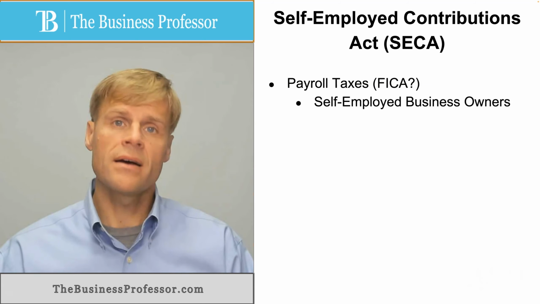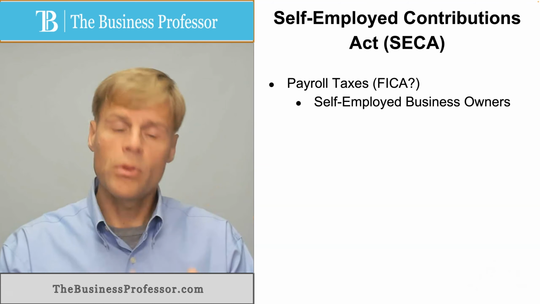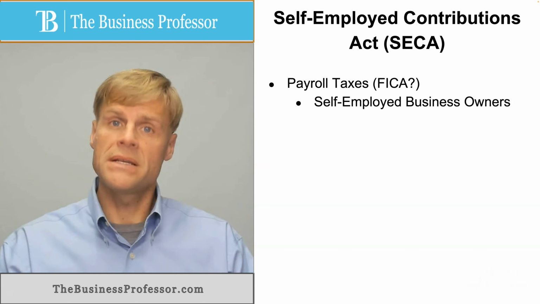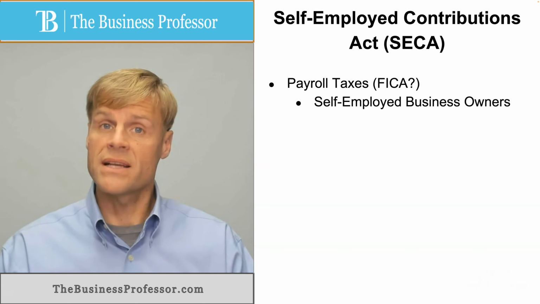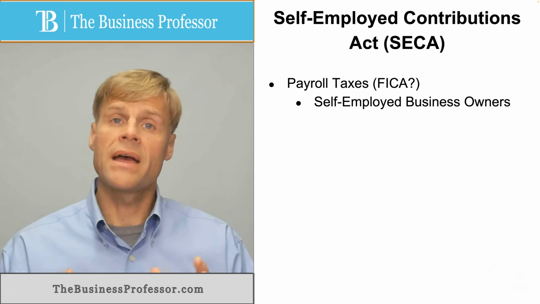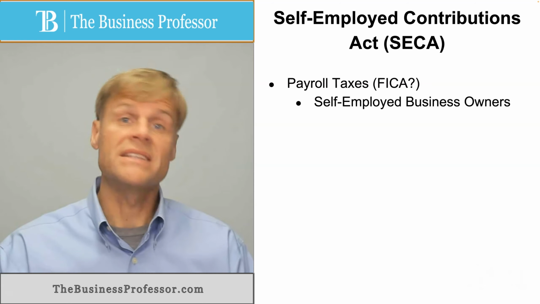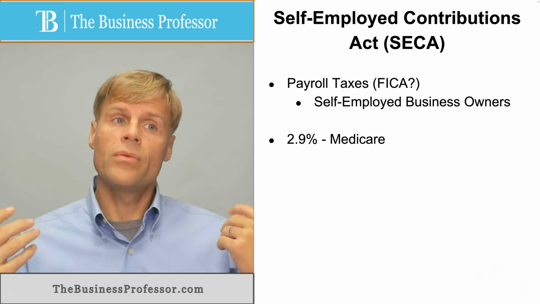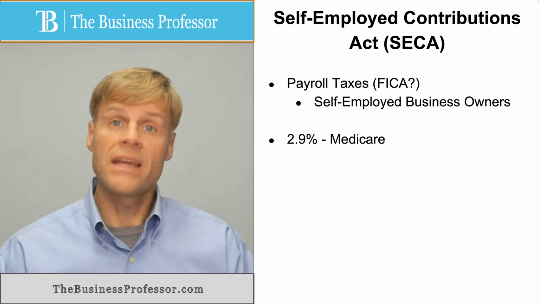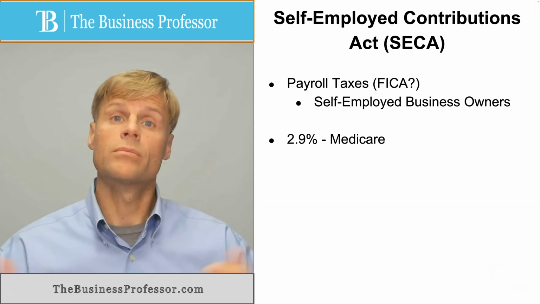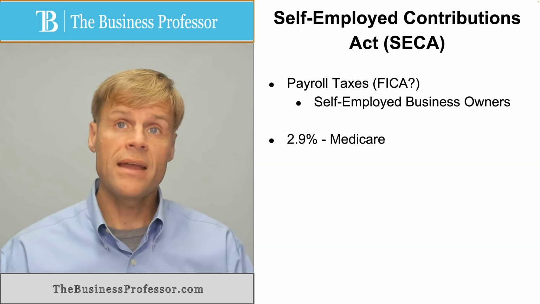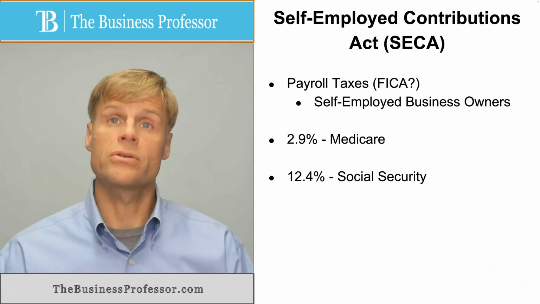So SECA again obligates the employee who is self-employed working for him or herself in a business entity as a sole proprietor or as a partnership to pay payroll taxes on the gains or profits that they make as owner of the business. Now currently the rate is a combined 15.3% of profits attributable to the individual. 2.9% of that is Medicare and 12.4% of that is Social Security.